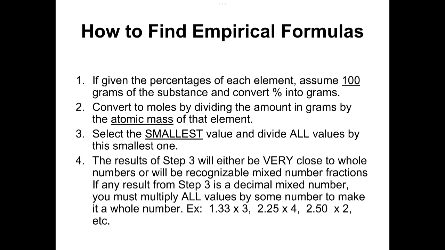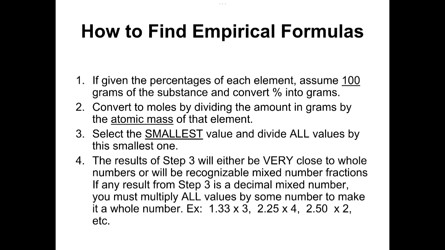Now, if the result of step 3 is either very close to a whole number or a recognizable mixed number fraction, and if any result from step 3 is a decimal mixed number, you must multiply all values by some number to make it a whole number. So this will vary. For example, you got 1.33. Since it is a mixed number, you have to multiply it by 3. If you have 2.25, you have to multiply it by 4. If you have 2.5, you have to multiply it by 2, and so on and so forth.